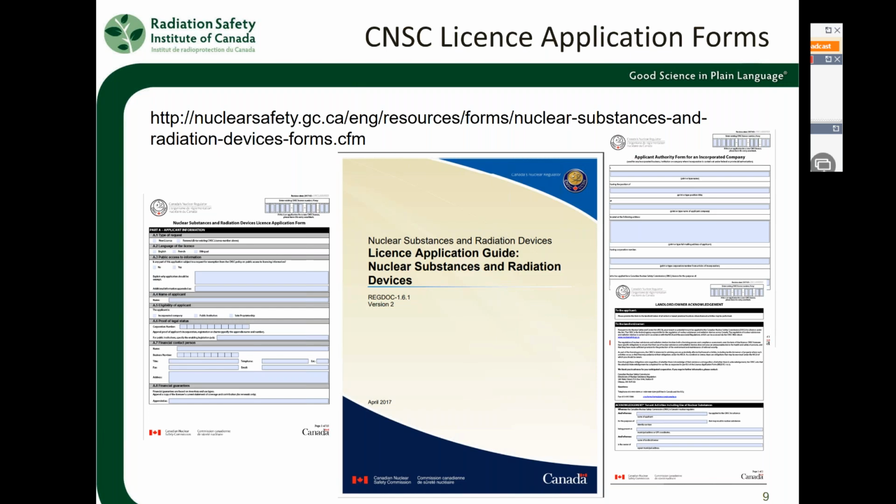I would suggest going to the license process page that I showed previously, as the download there should hopefully be the most recent version. So if you're looking at the versions for the license application, you want the May 2017 version of the license application form. With the license application guide, you're looking at Reg Doc 1.6.1 version 2, and that was out April 2017.